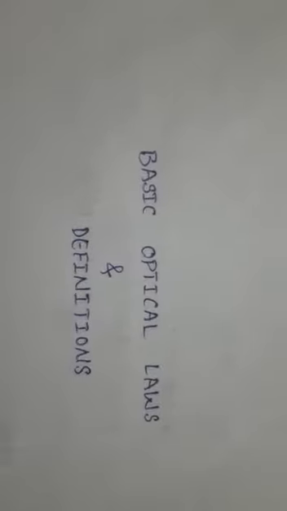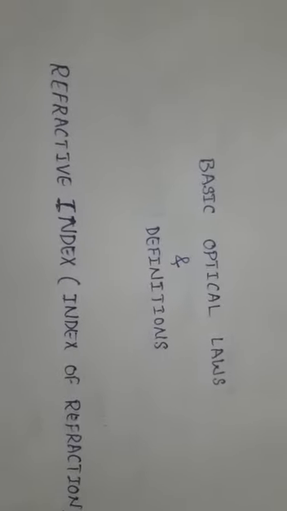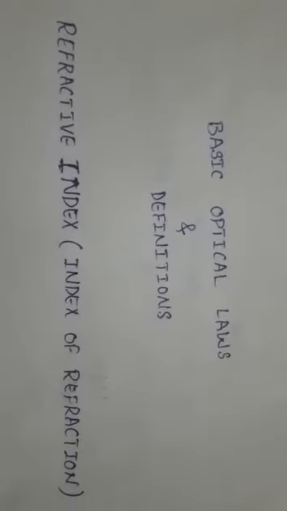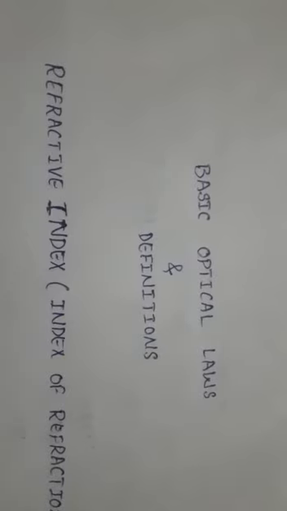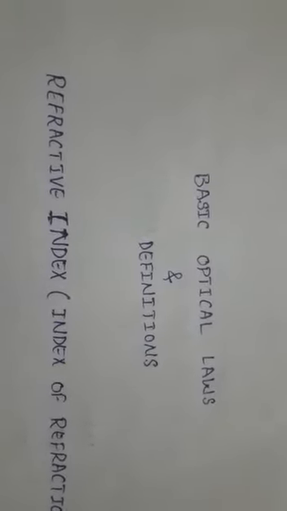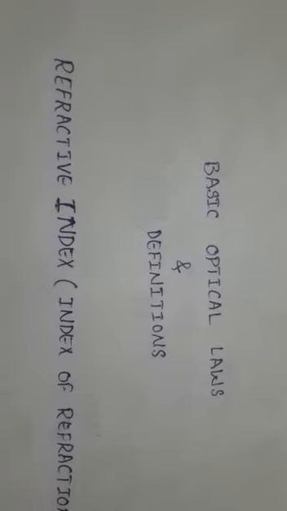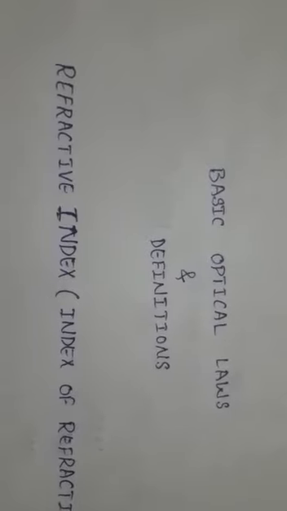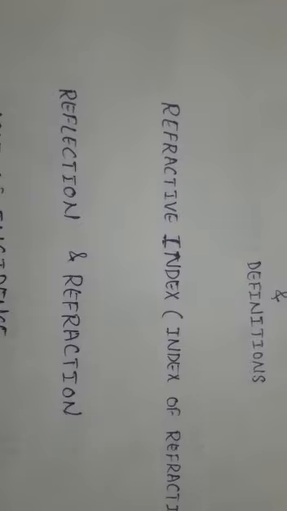So today we have studied the basic optical laws and definitions. First one is refractive index, also called index of refraction, that is n equal to c by v. It is the ratio of the speed of light in free space to the speed of light in another material. That is refractive index.